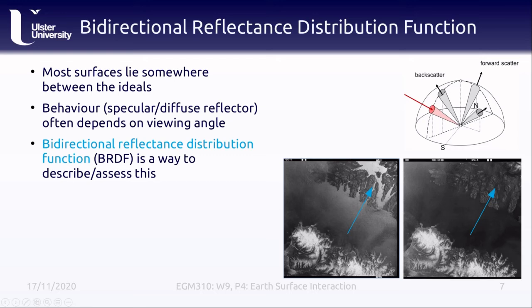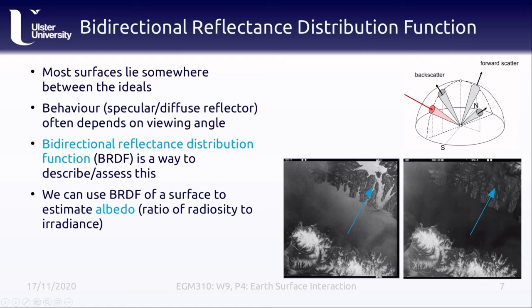One way that we can describe or assess this tendency of a surface's reflectance is something called the bidirectional reflectance distribution function, or BRDF. The BRDF is a mathematical description of how the reflectance varies for combinations of illumination and reflection angles at a given wavelength.